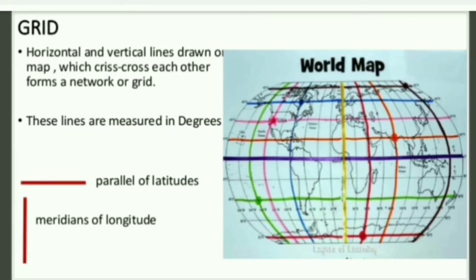Coming to the point of grid, horizontal and vertical lines drawn on map which crisscross each other forms a network or a grid. Already we have discussed about latitudes and longitudes. Those horizontal and vertical lines drawn together, we are getting grid or a network. That grid we can use to locate places. These lines are measured in degrees.